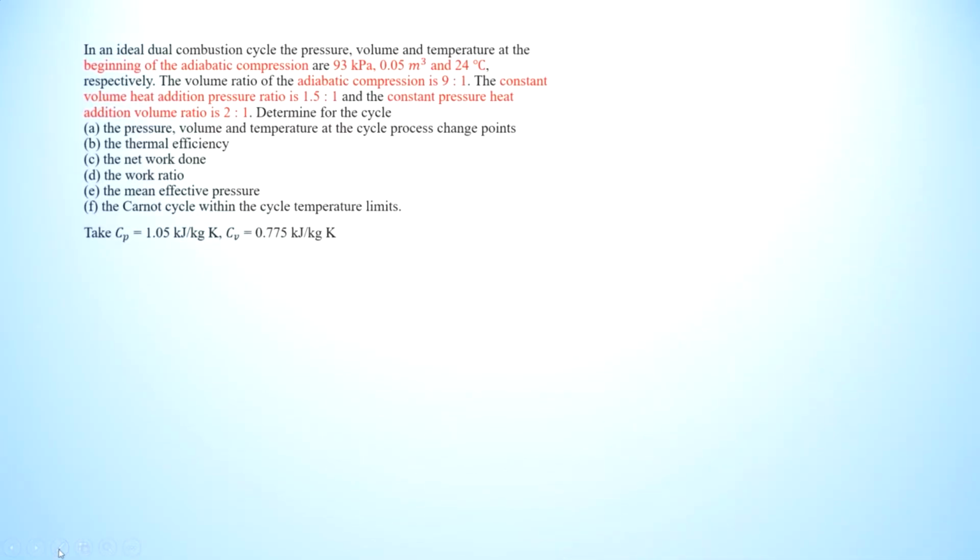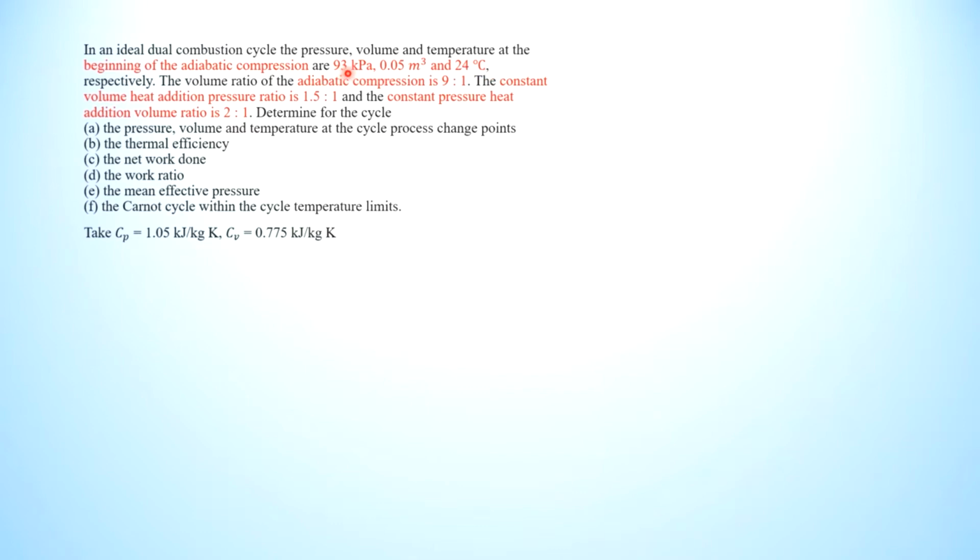So first take a look at the question. Now, in an ideal dual combustion cycle, the pressure, volume, temperature at the beginning of the adiabatic compression are given. Beginning of adiabatic compression, beginning means your point 1. So where should be your point 1? Then you have to look into the diagram afterward. 93 kPa the pressure, 0.05 meter cube the volume, and 24 plus 273 Kelvin, that is your temperature.